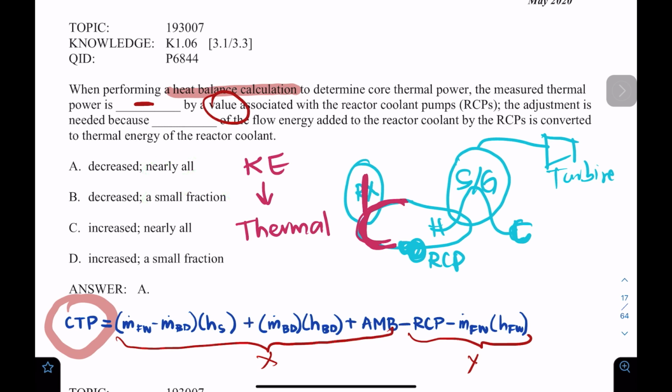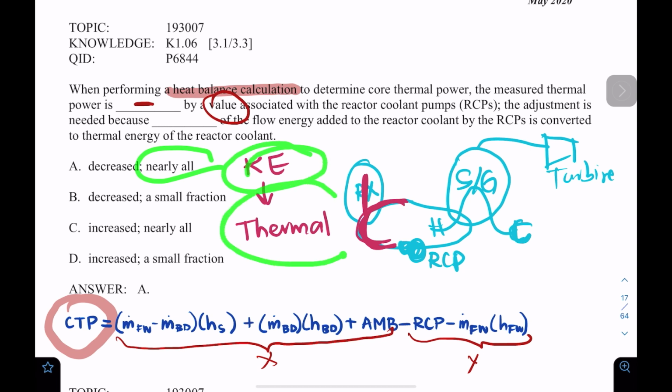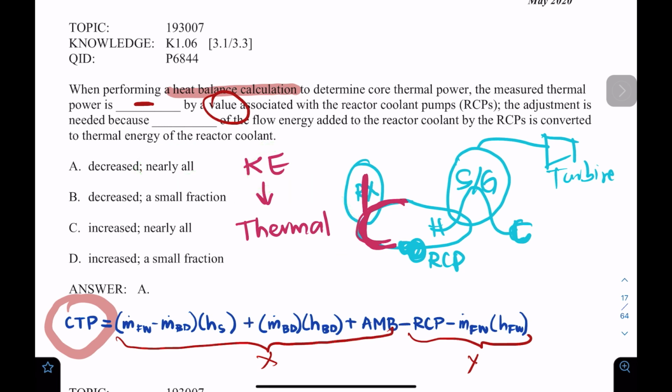I have to convert nearly all, because that's how I make money. That's how I generate electricity. Because if I were to convert only a small fraction, we would be out of business, right? So we need to convert nearly all of the kinetic energy to thermal energy. That's what makes sense. So my answer is going to be nearly all. And the measured thermal power, the value associated with the RCPs, is going to be negative, meaning it's going to decrease. So my answer for this one is going to be Alpha.